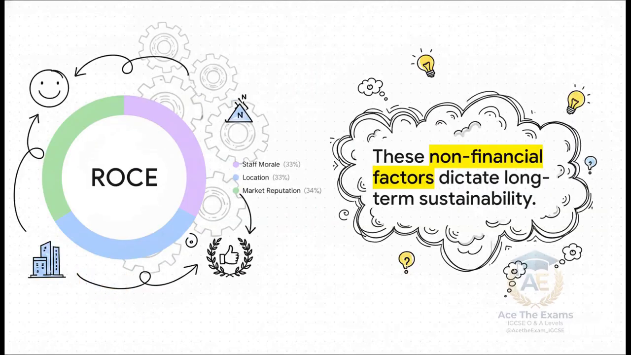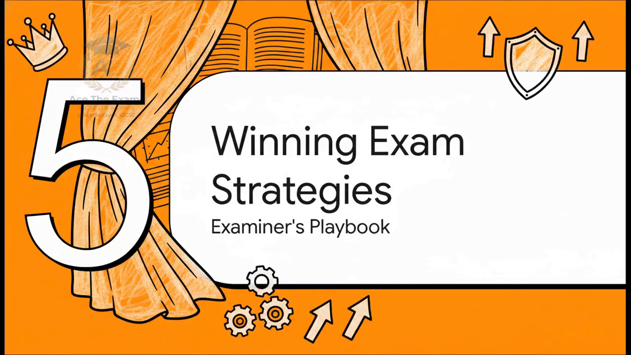And beyond the math, there are invisible forces at play here. Vital, non-financial factors, like staff morale, physical location, and market reputation, are never going to appear in a T account. Yet they absolutely dictate a business's long-term sustainability and ultimately its return on capital employed, or ROCE. When you're drafting those evaluation paragraphs, synthesizing these non-financial factors right alongside your ratio analysis is the absolute hallmark of an exceptional candidate.